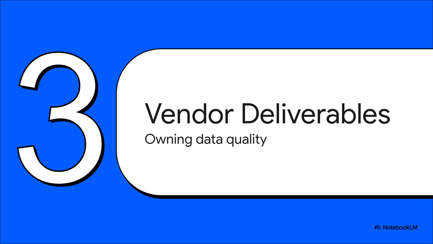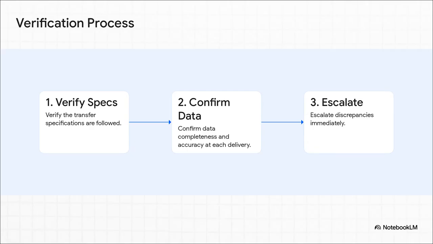Okay, so you have all these different data streams flying in from all these third-party vendors. How on earth do you manage it all effectively? Well, this part is all about you taking ownership of that external data quality right from the moment it hits your inbox. Look, your process here has to be absolutely rock solid. Number one, always verify the data transfer followed the exact specs you agreed on. Two, confirm the data is complete and accurate every single time. And three, and this is so important, if you see a discrepancy, you escalate it immediately. A single missing lab value or a mismatched ID can cause a massive domino effect if you don't catch it early.